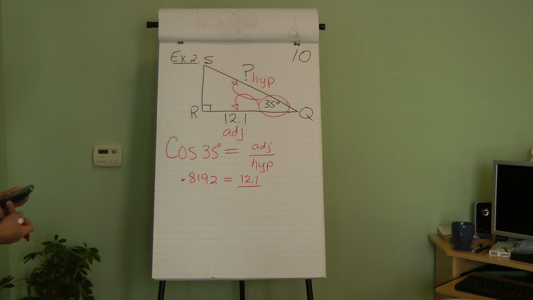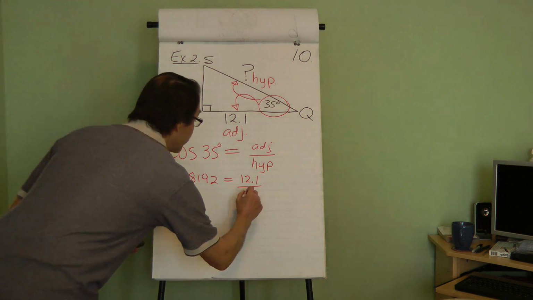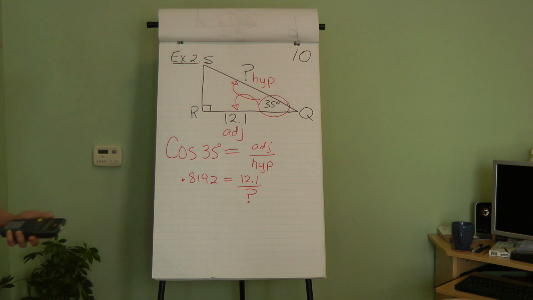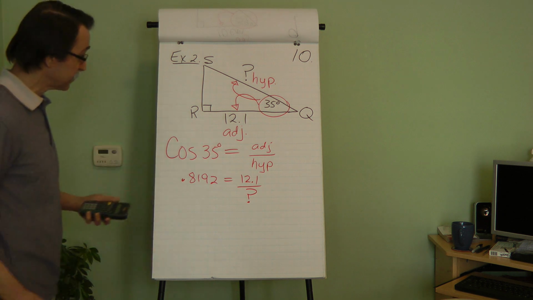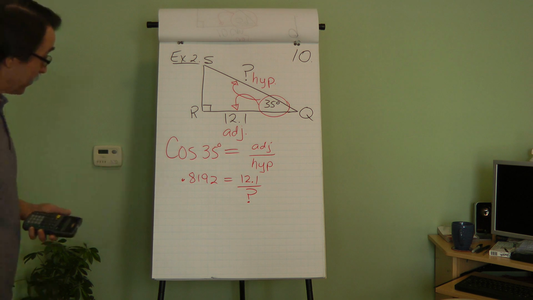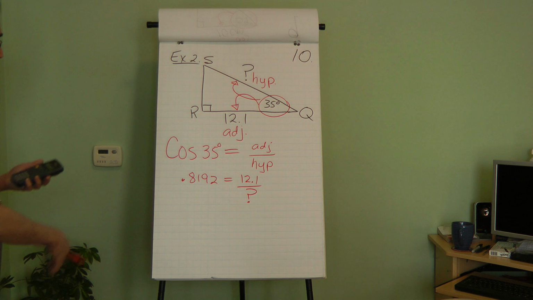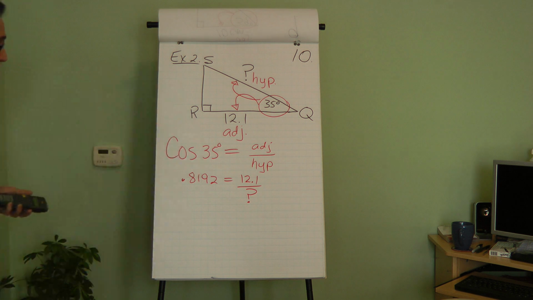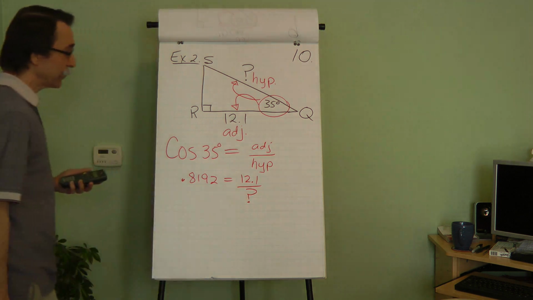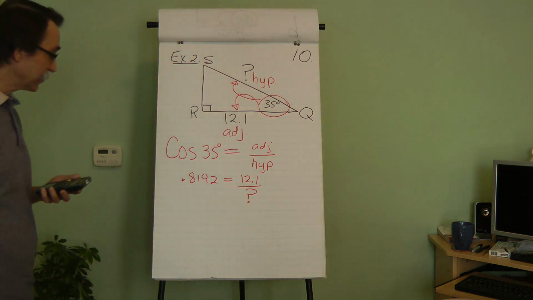And the hypotenuse is our question mark. We could have used anything to represent the unknown. We could use x. I use question marks a lot. I could have used SQ, whatever. Anything to represent the unknown. So in this case, I'm using the question mark.